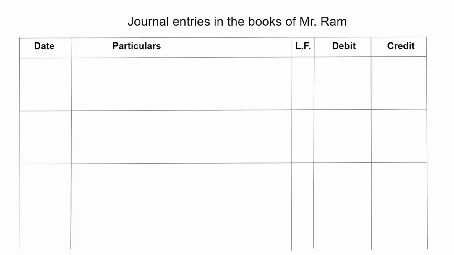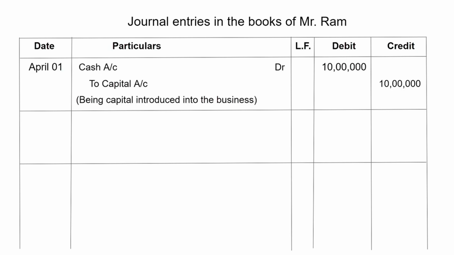So we record it in this format. Journal entries in the books of Mr. Ram. Date, particulars, ledger folio, debit and credit. And we record it as on 1st April, cash account debit 10 lakh rupees, to capital account 10 lakh rupees. And the narration is being capital introduced into the business.